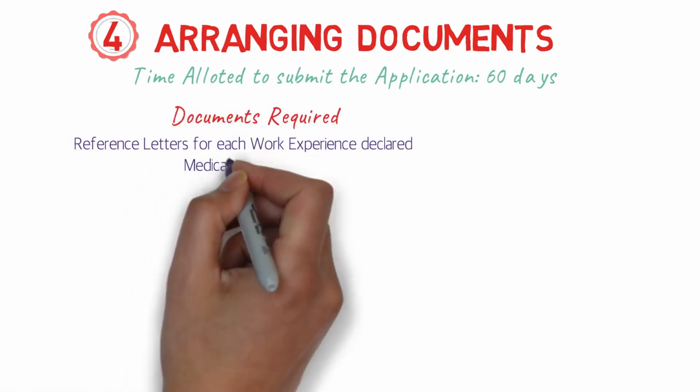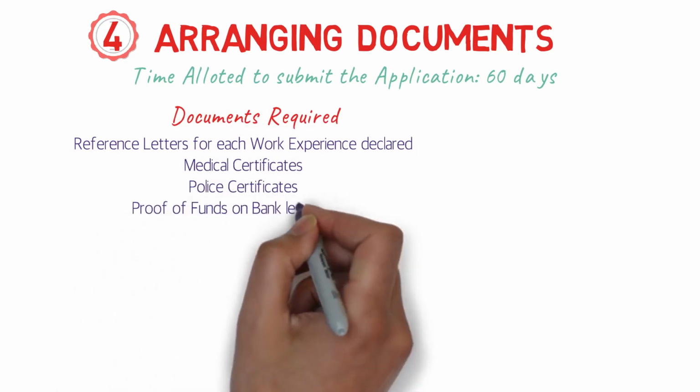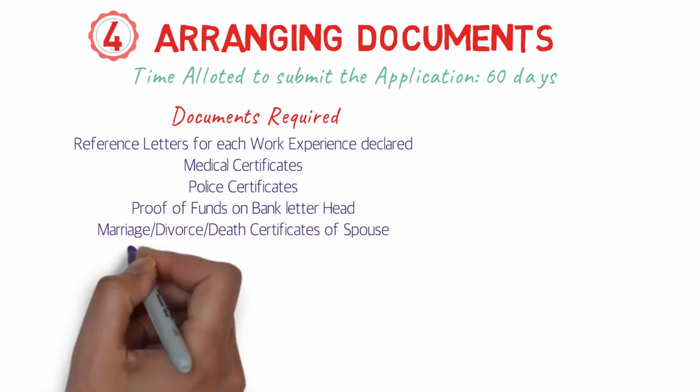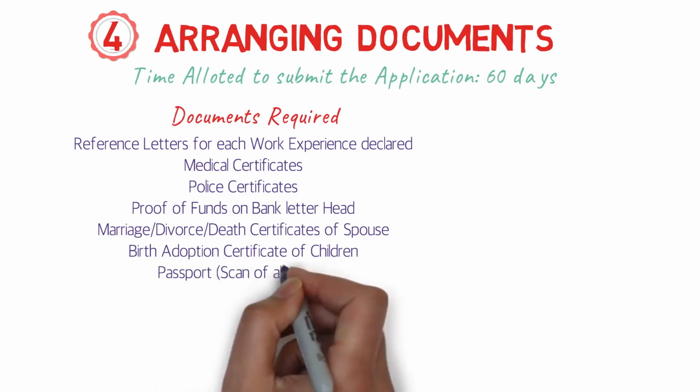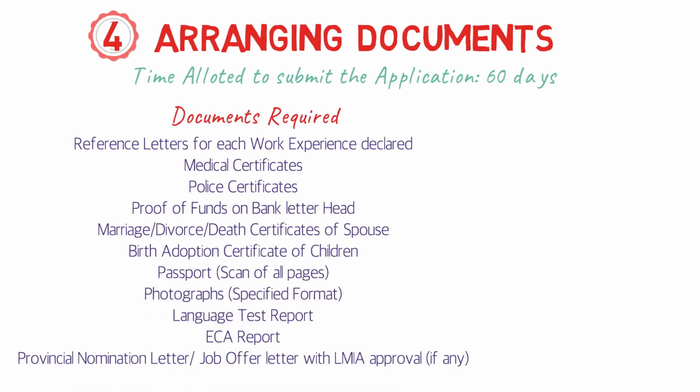Reference letters for each work experience declared, medical certificates, police certificates, proof of funds on bank letterhead, marriage, divorce, death certificate of spouse, whichever applicable, birth or adoption certificate of children, passport scan of all pages, photographs in the specified format, language test report, your ECA report, and if you've got the provincial nomination letter or the job offer letter, then with the LMIA approval, you need that as well.